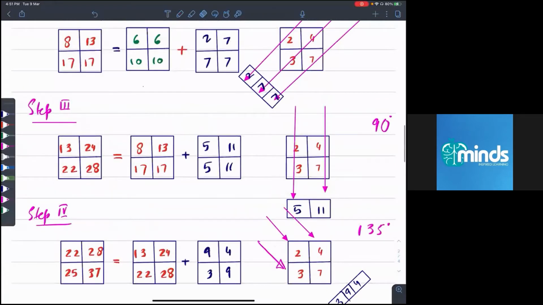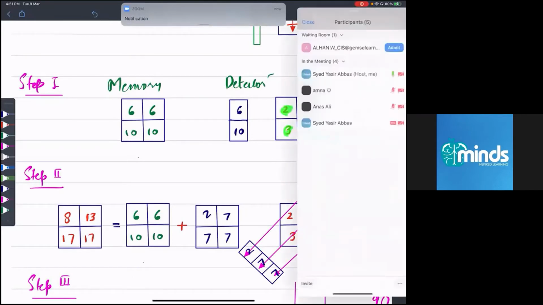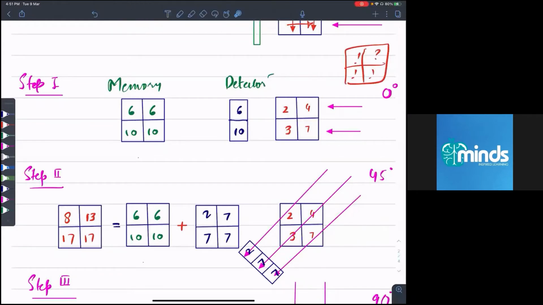In step number 1, when you got this 6 and 10, this is something that the computer will be obtaining directly, because the computer is unaware of these values 2, 3, 4 and 7. So this is actually known as background. And how do we calculate background? The sum of 6 and 10 is actually 16. So if I add them, 6 plus 10, I get 16. This 16 is called background.